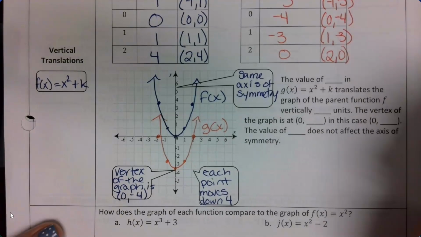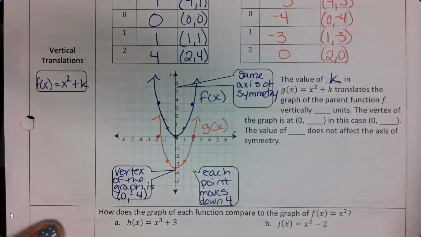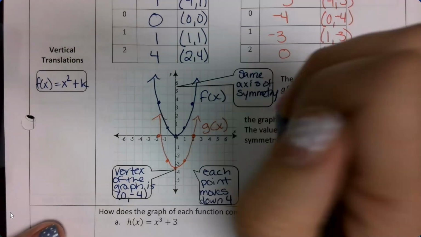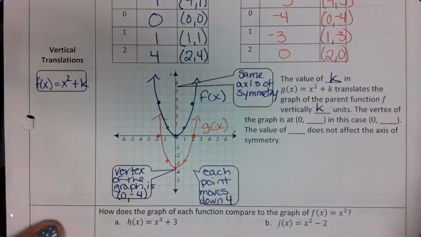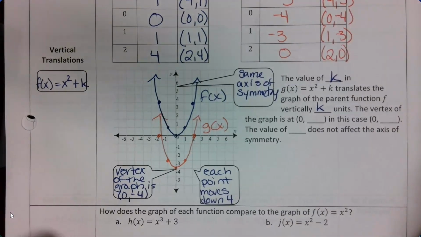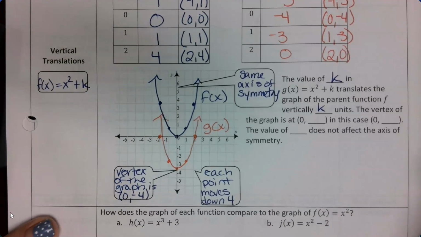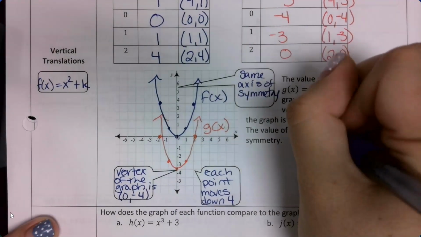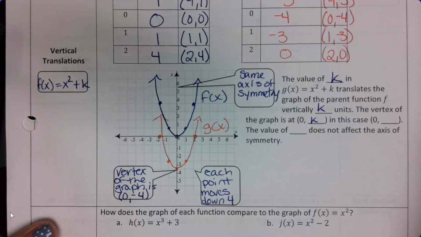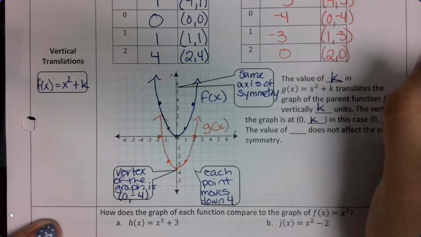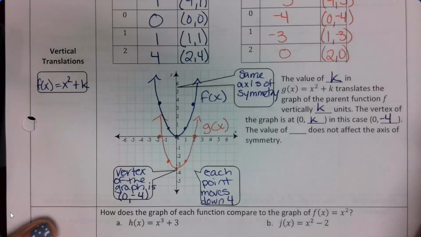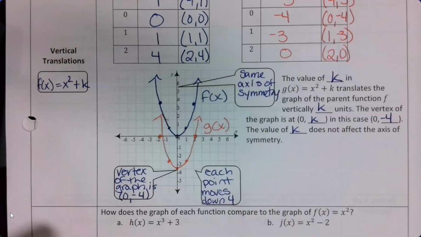Okay, so the value of k in g of x equals x squared plus k translates the graph of the parent function vertically k units. So that means it's moving it up or down based on that end number. So the vertex of my graph is going to be at 0, k, or in this case, what's my k value? -4. So the value of k does not affect my axis of symmetry.